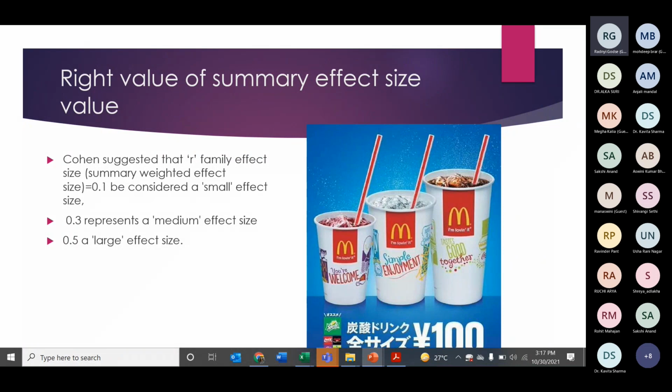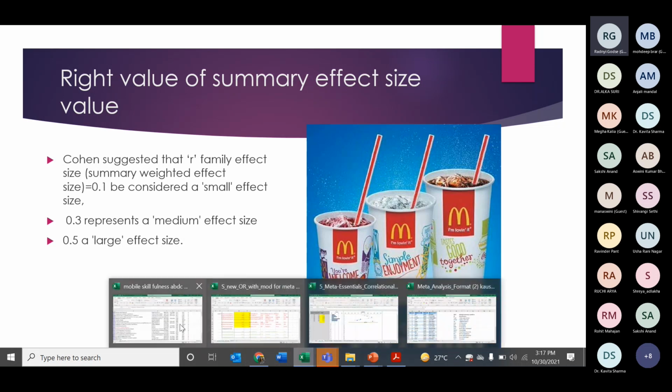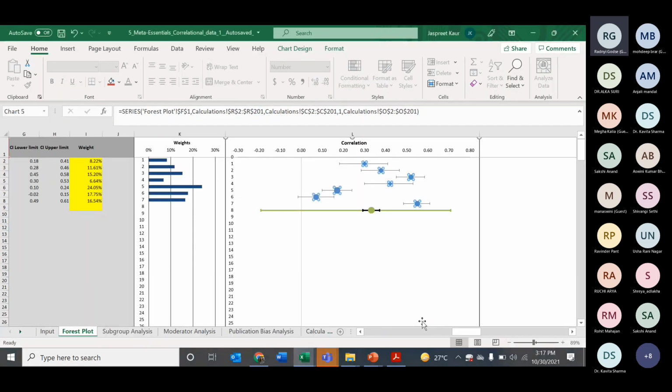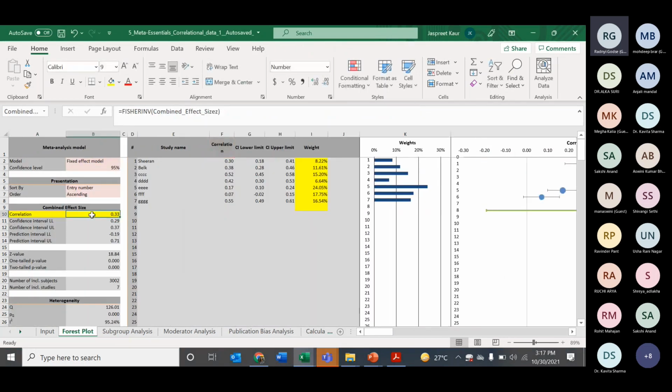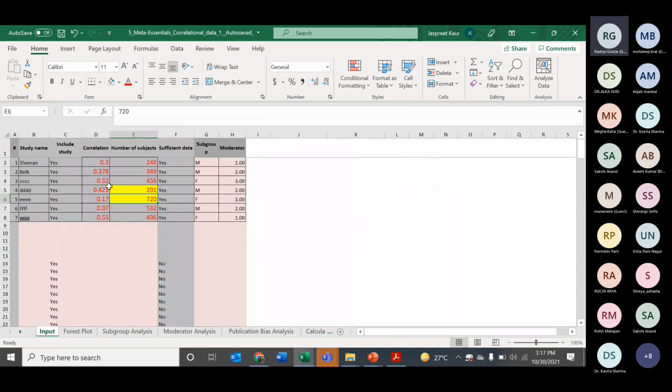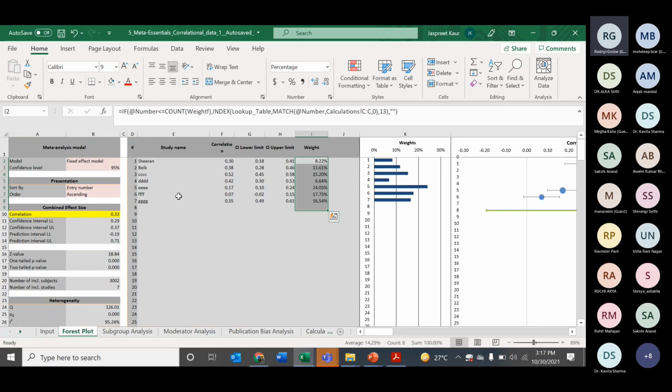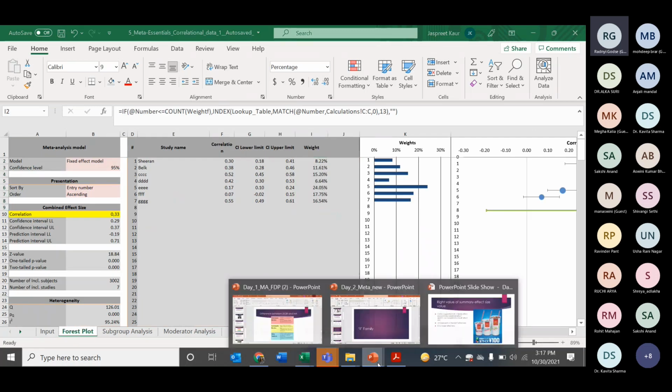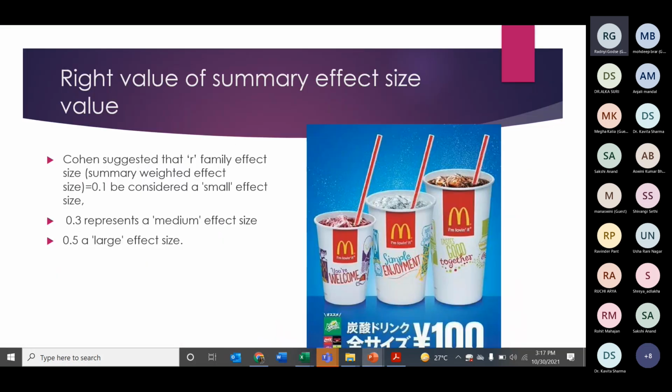Okay, now once you get a value, so over here in the meta essential sheet, we had received a value of 0.33, if you remember. So now that we have got a value of 0.33, the next thing that we have to know is interpreting it. Just give me 1 minute. Yeah, so now that we have got a value of 0.33, what is the interpretation of this? You've got a value, that's okay, but what is the interpretation? So Cohen D, who's almost we can say the father of meta-analysis or effect size.